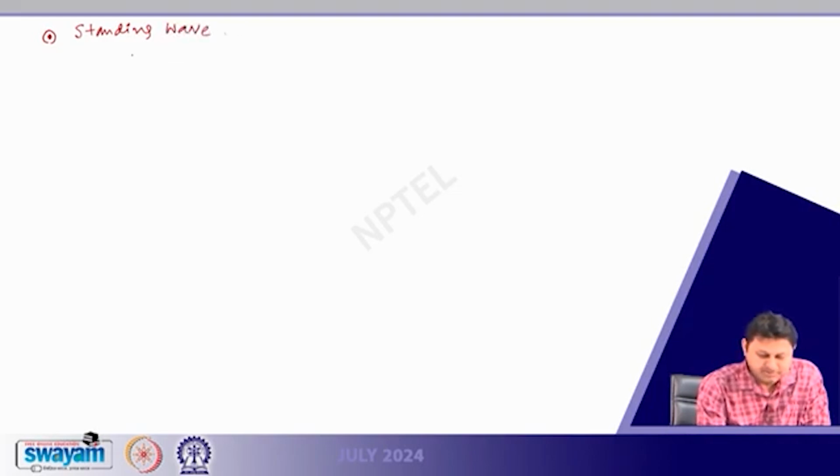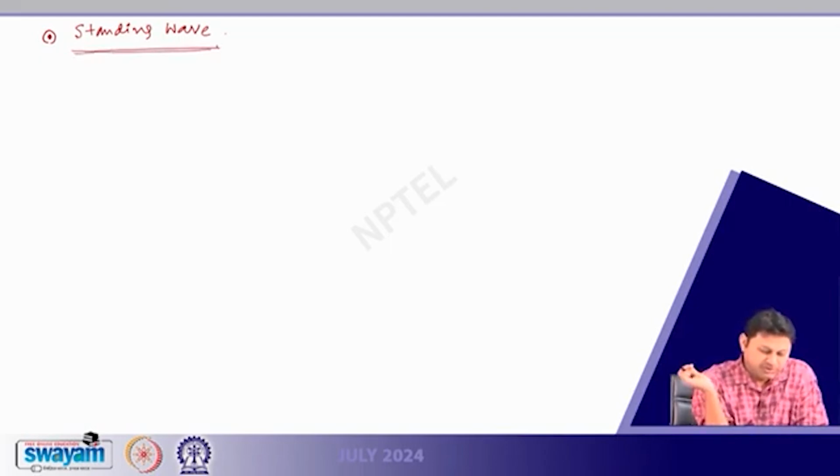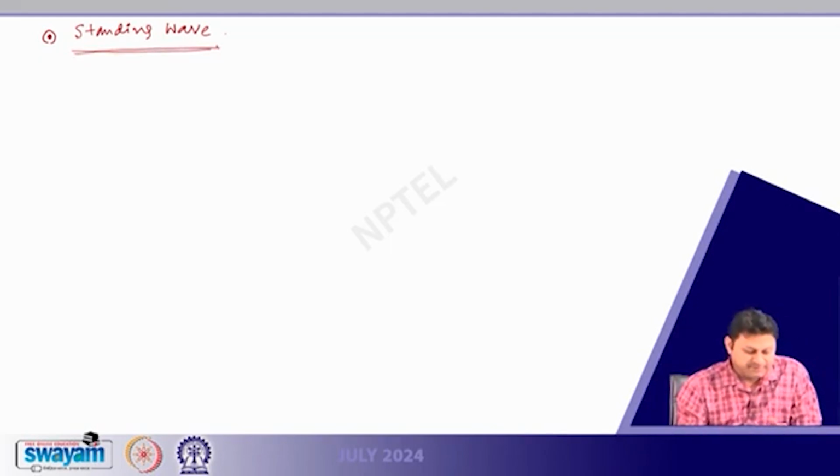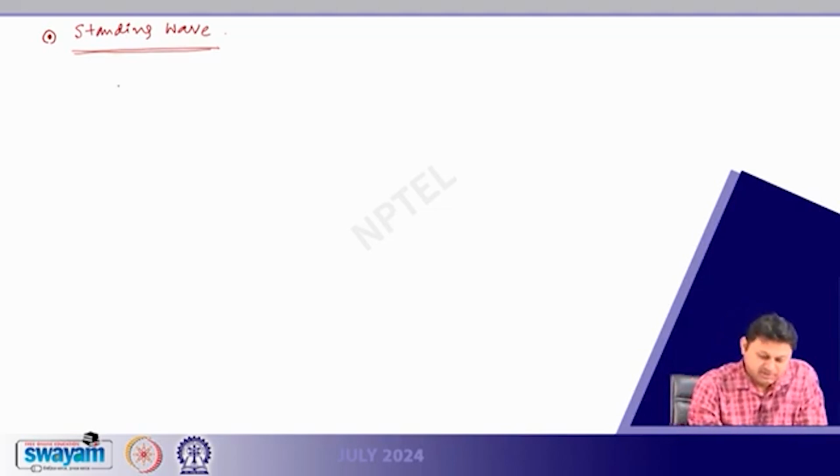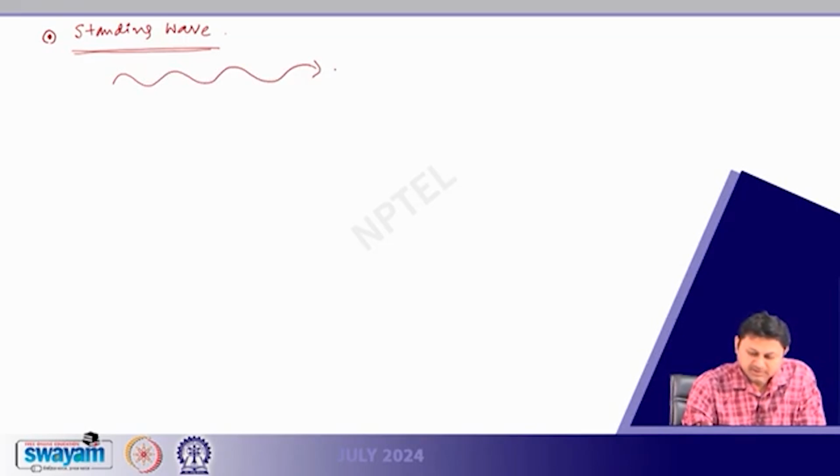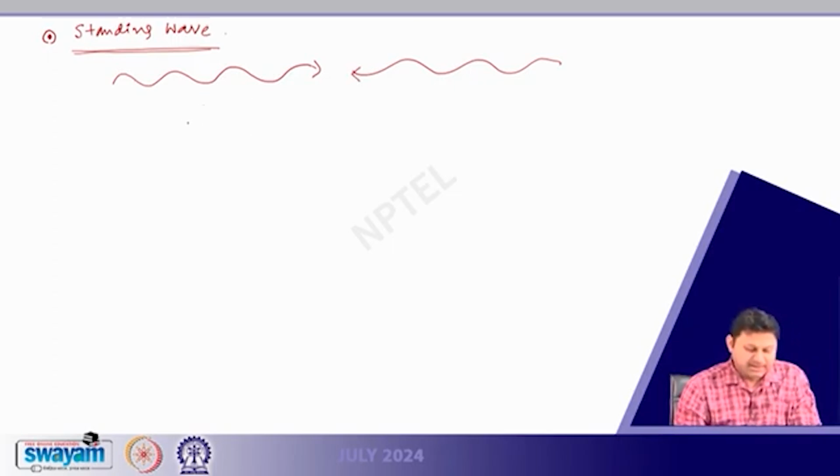As the name suggests, here the wave does not move. So superposition of two harmonic waves of the same frequency propagating in the opposite direction. Same frequency superposition of two harmonic waves means one wave is moving in this direction and another wave is moving in this direction. So if I add these two, one forward propagating and another backward propagating, with the same frequency, then they are going to form a standing wave.